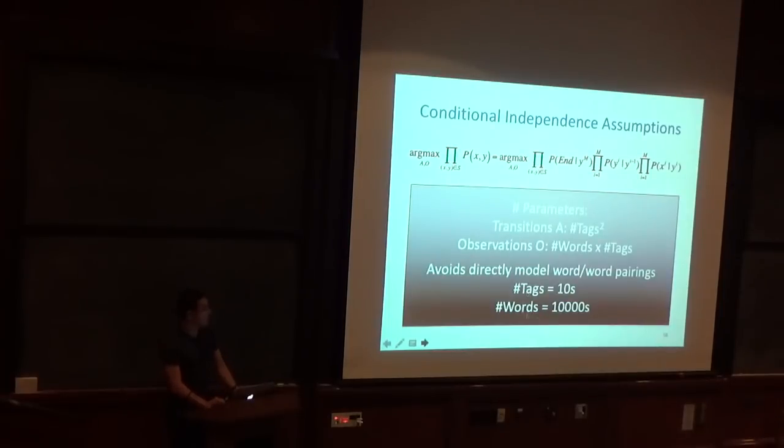So, for example, if the number of tags you have is on the order of 10 to 20, and the words are in the 10,000, sometimes much more, this is much more efficient than directly modeling word-word transitions. We saw a similar argument in the embeddings lecture for word2vec.